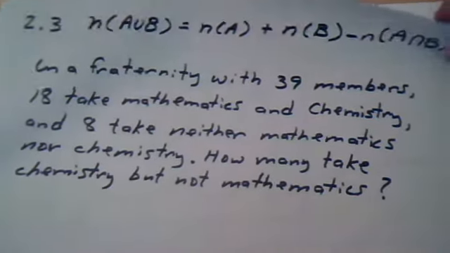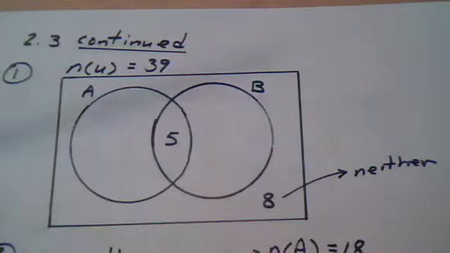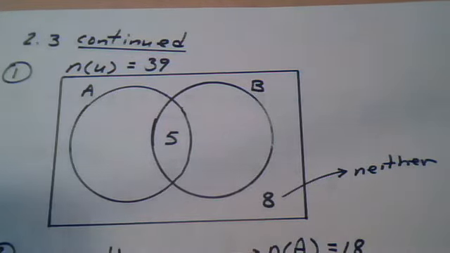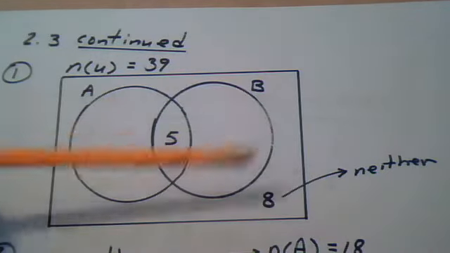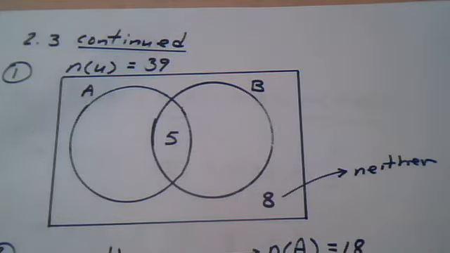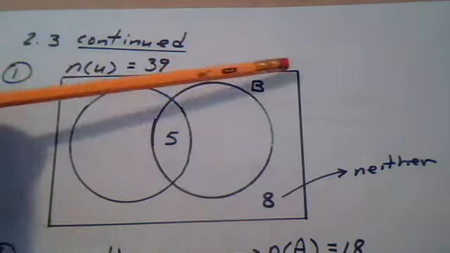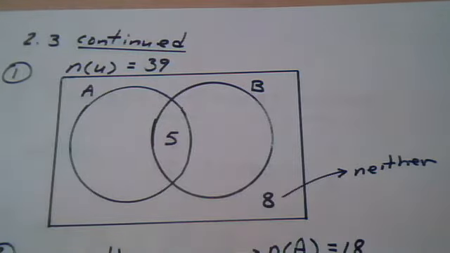And now let's draw our Venn diagram. So that information can be put in a Venn diagram. They told us that there were 39 members in the fraternity. So the number of members in the universe, for this problem, the universe has 39 members. Each problem has its universe. This one is 39 big. So there are 39 members in the universe, which is this box.